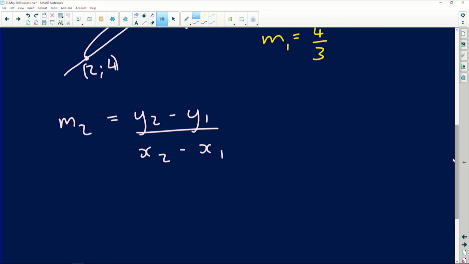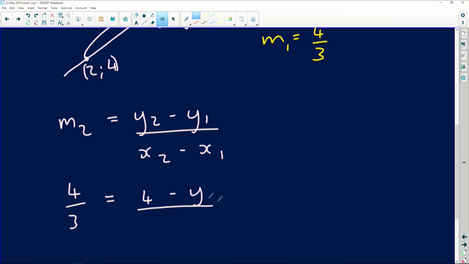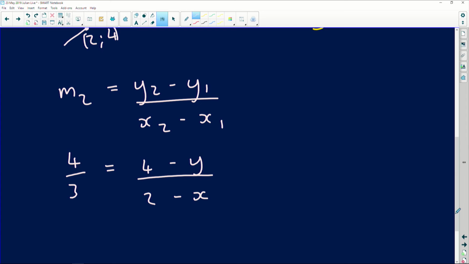I know that my gradient is 4 over 3, so I'm going to substitute that in. And I'm then going to also have my y coordinates. I'm going to have that as 4 minus y. And I'm going to have my x2 coordinate as 2 minus x. Okay, guys, so what I have at the moment, I've now written down my formula relating these 2 gradients together.